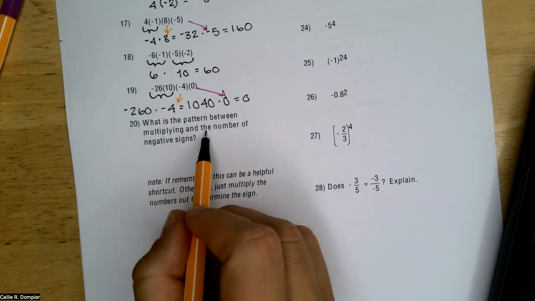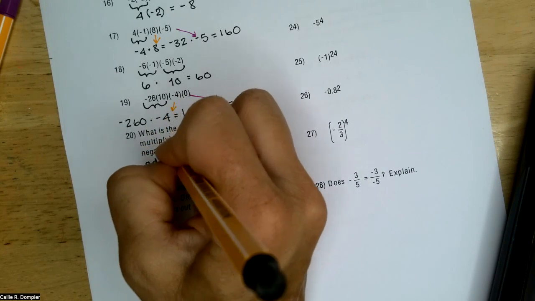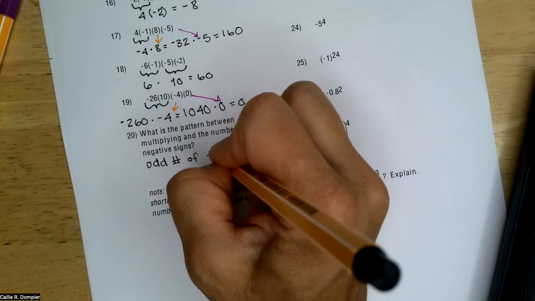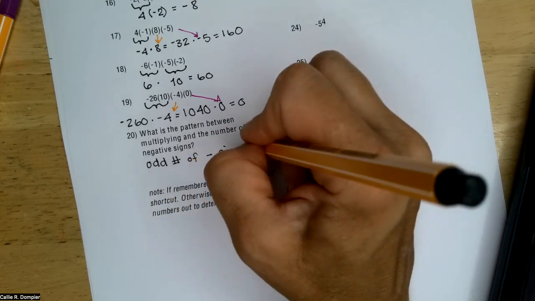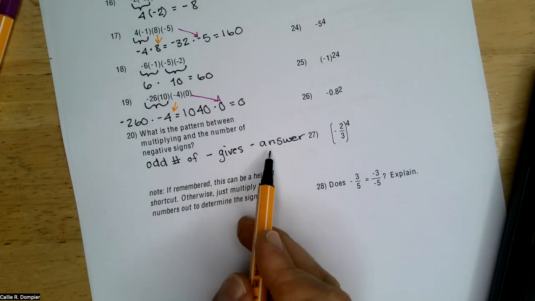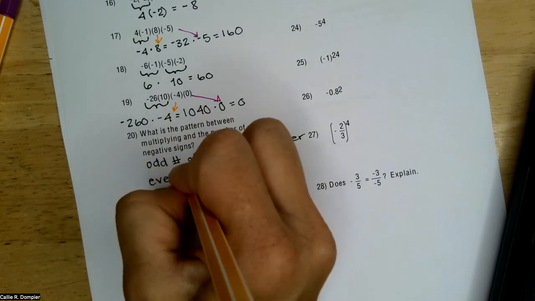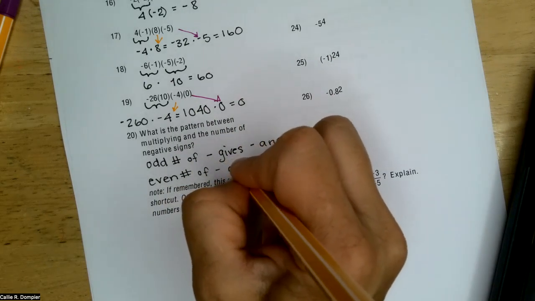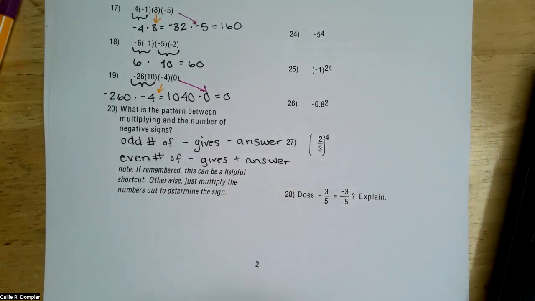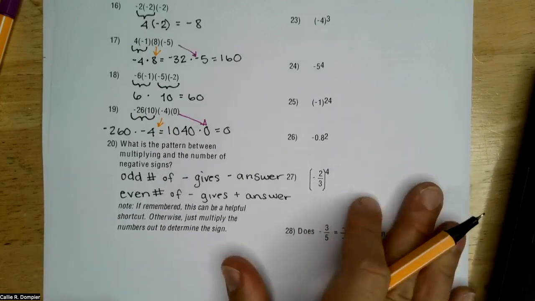What is the pattern between multiplying and the number of negative signs? An odd number of negative signs gives a negative answer, but an even number of negative signs gives a positive answer, right? Because they're canceling themselves out. You can also just multiply numbers out to determine the sign just to be extra sure if it's an exam or something.